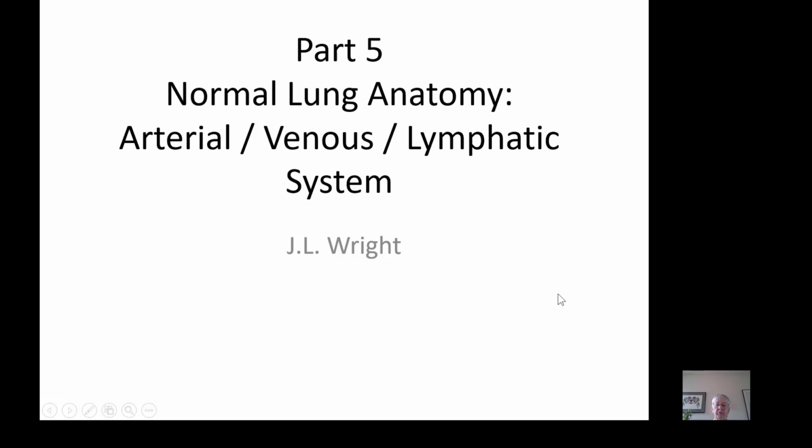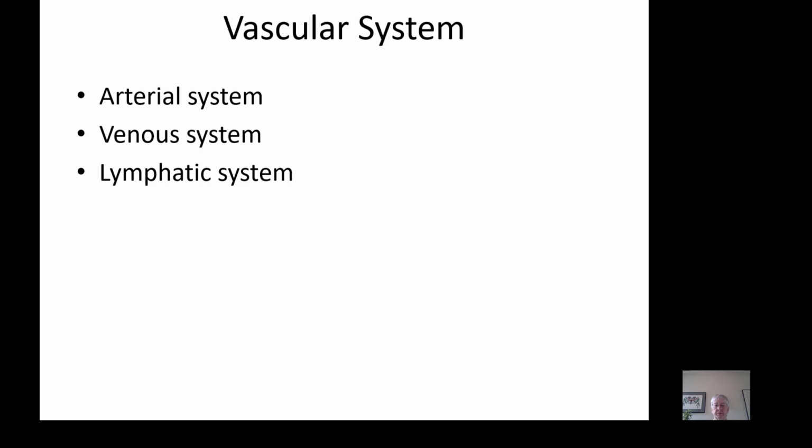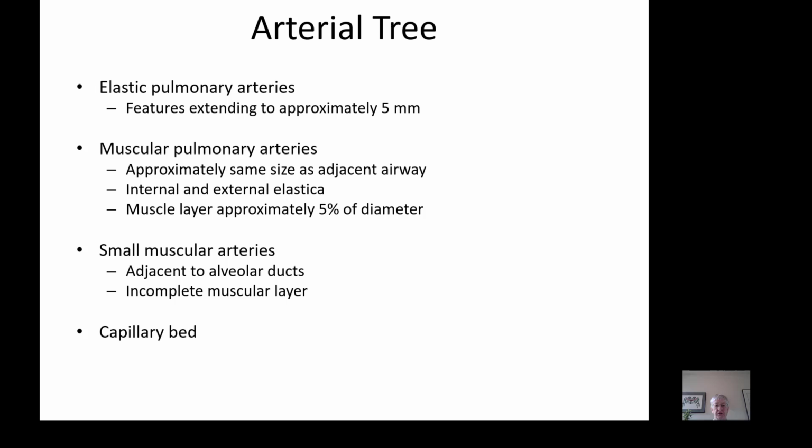This is Dr. Wright, and in this fifth and final component of the normal lung anatomy series, I'm going to discuss the vascular system. The vascular system consists of three parts: the arterial system, the venous system, and the lymphatic system, all of which have distinct morphologic characteristics.